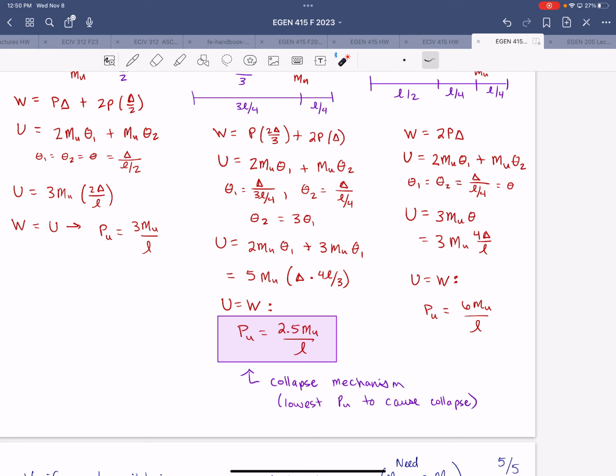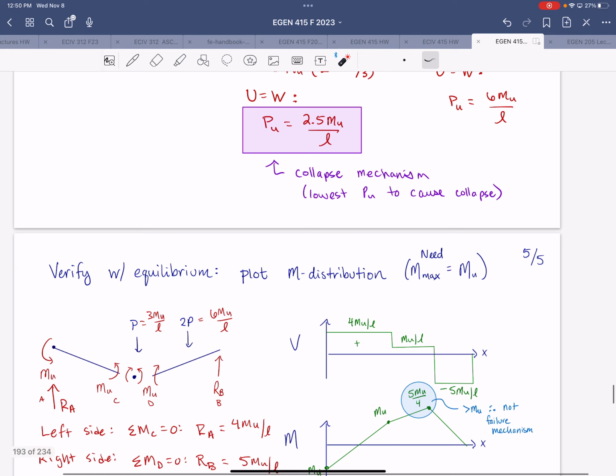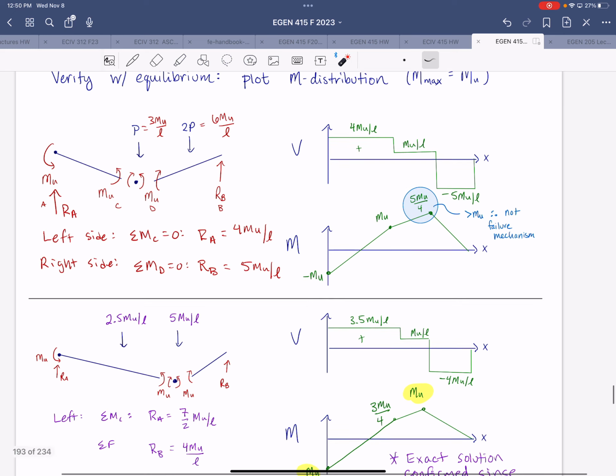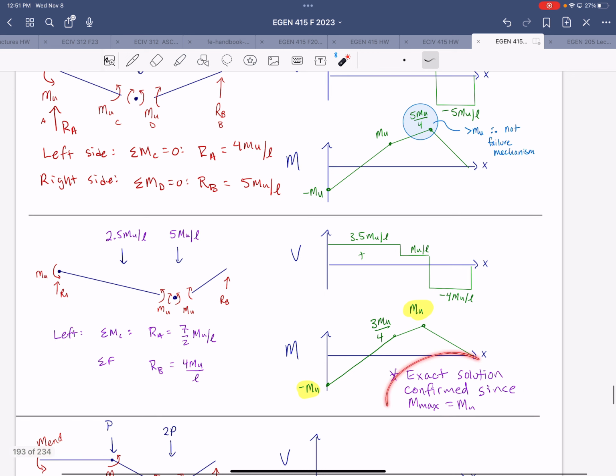So check it with equilibrium, and that will tell you if it's not the correct mechanism. And we'll touch on this next time, but basically for the first method, you would see a value greater than mu. For the true method, the maximum moment in that distribution would be mu, and so on.